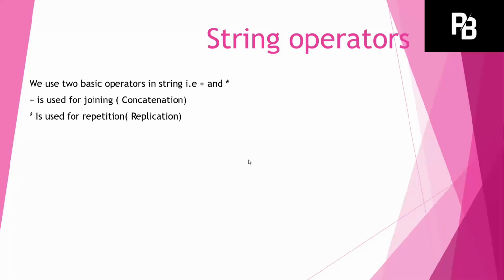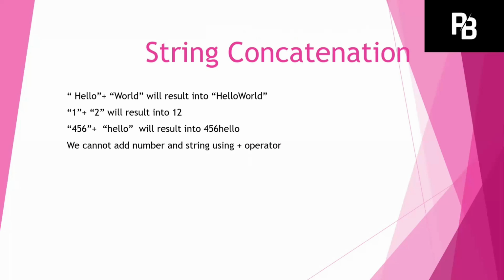So we use two basic operators in string, that is plus and multiply, the asterisk sign. Plus is used for joining, that means concatenation, and asterisk is used for repetition, you can say replication. How we can use these operators, we understand with the help of some examples. So first is string concatenation. What is the meaning of concatenation? That means joining of two strings.